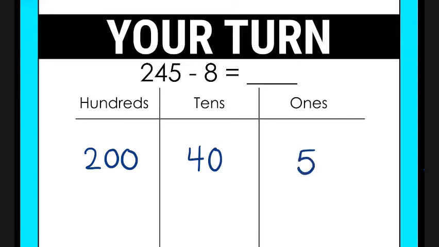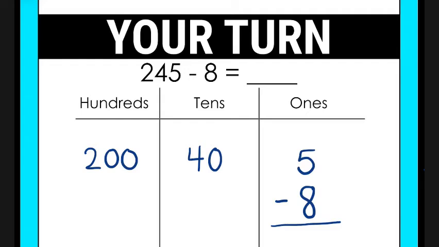Now our second step is to take away our subtrahend, and our subtrahend is 8. So that is in the ones place. So we're going to set up our subtraction problem for 5 minus 8. If we look at this though, do we have more on the top or more on the floor? We have more on the floor. 8 is bigger than 5. So remember our saying, more on the floor, go next door.